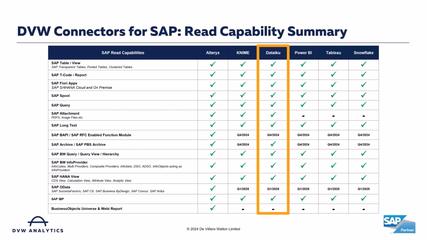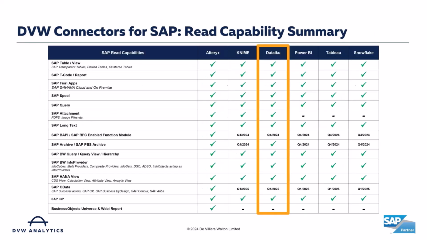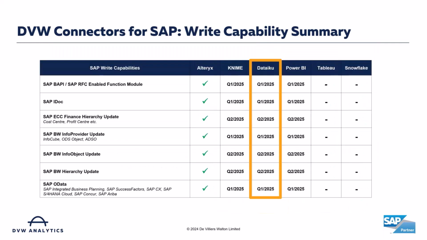Thank you. These are the capabilities we have today. As I mentioned earlier, the BAPIs and RFC enabled function modules are coming very soon now. OData more broadly, which will support products such as SuccessFactors and Ariba and the like, is coming early 2025. But I think maybe what's more exciting for Dataiku customers is that the write capability is coming soon as well. We have it today within some of our other product sets, but we're busy building out this at the moment.